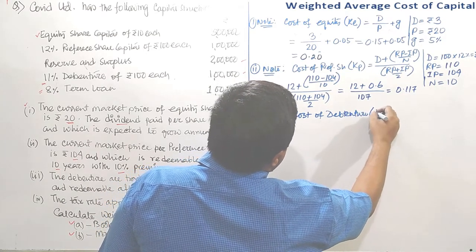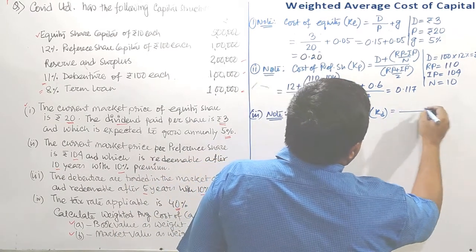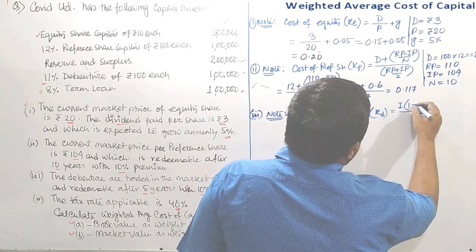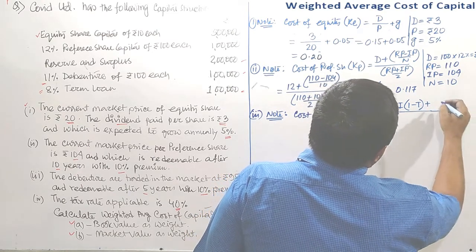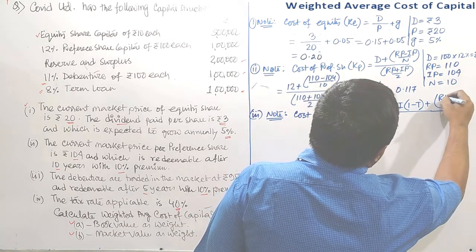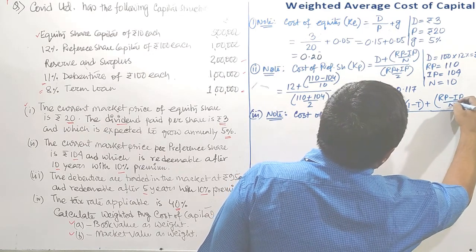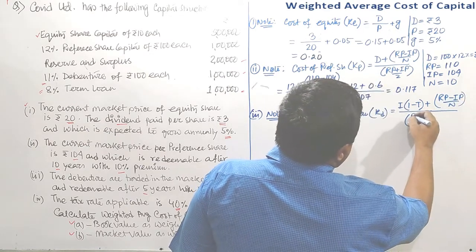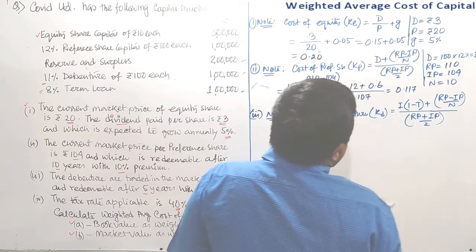Another note, where we are going to count the cost of debenture, in short you can write over here KD. The formula of cost of debenture is I(1 minus T) plus (redeemable price minus issue price) by N, whole divided by (redeemable price plus issue price) by 2.